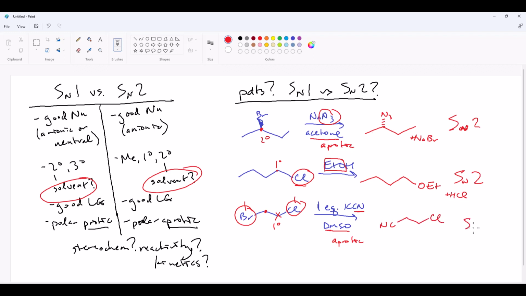So this would be the product, and it would be an SN2 mechanism. Note we have substitution at the bromide side, not at the chloride side, so we do retain the chloride. One equivalent means that we only had one CN that attacks. Now, if we had two equivalents, we would have substitution at both sides because both are equally good leaving groups. But with one equivalent, we have to choose one, and we have to choose the bromide in this case.